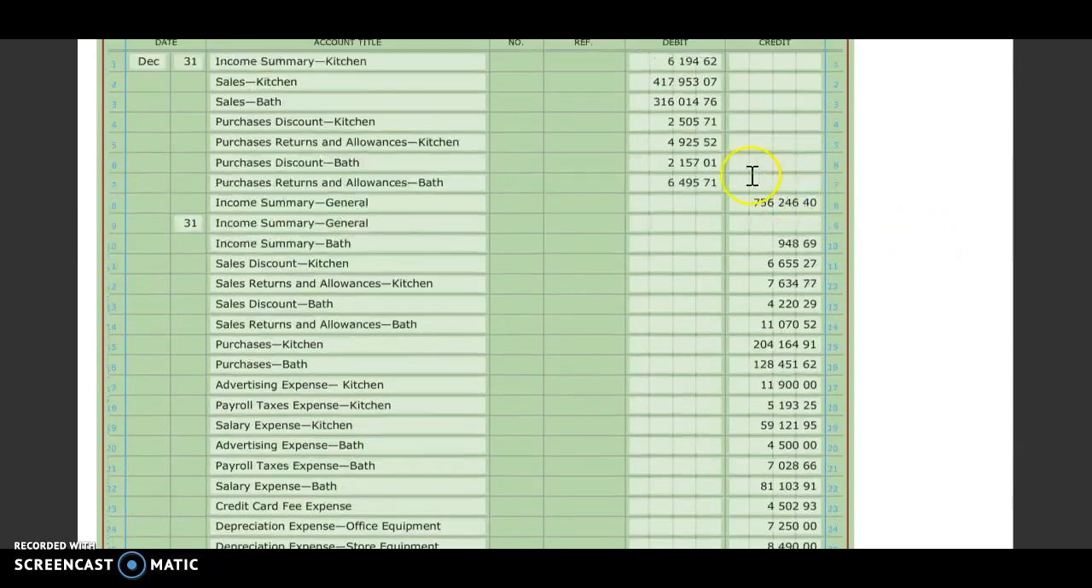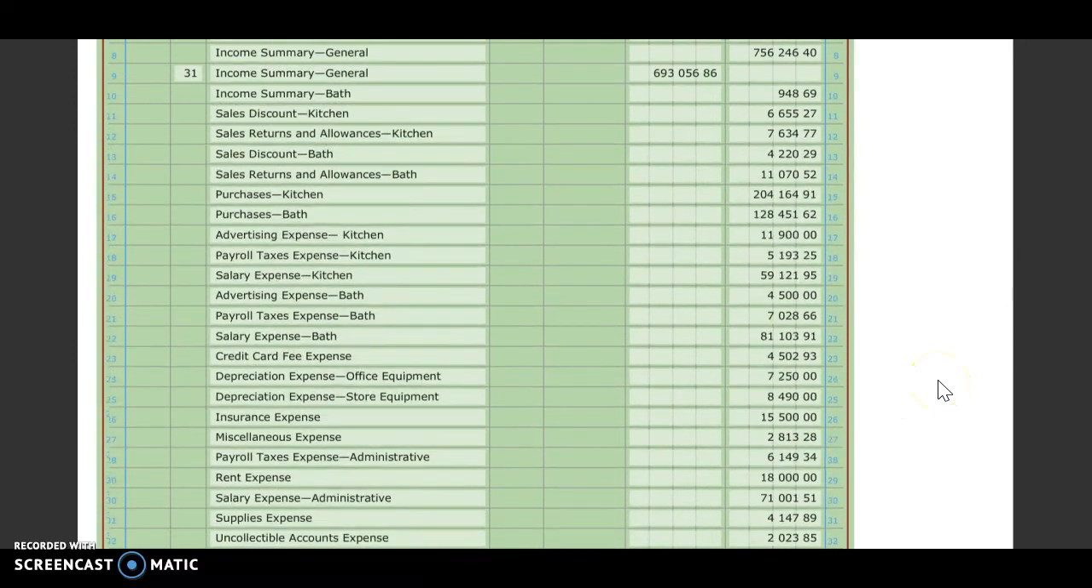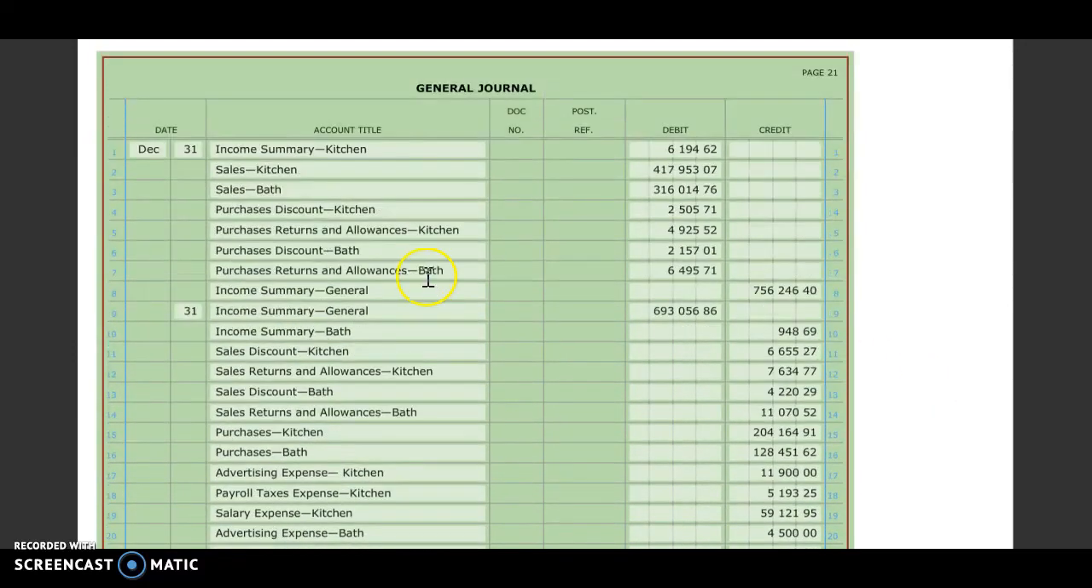Okay, so we should be debiting our income summary general for $693,056.86. I know it's a lot of numbers, but you might want to add those up twice when you're doing the on your owns and applications to make sure that you get the same number twice. Okay, so I'm going to stop here for this video, and then the next video will have the next two closing entries.